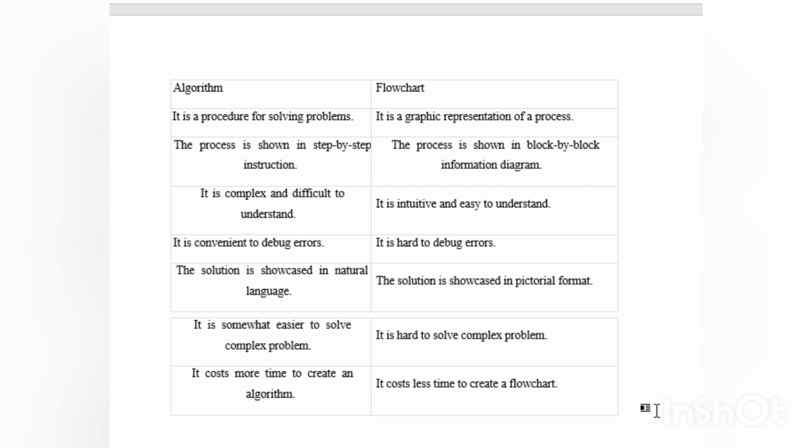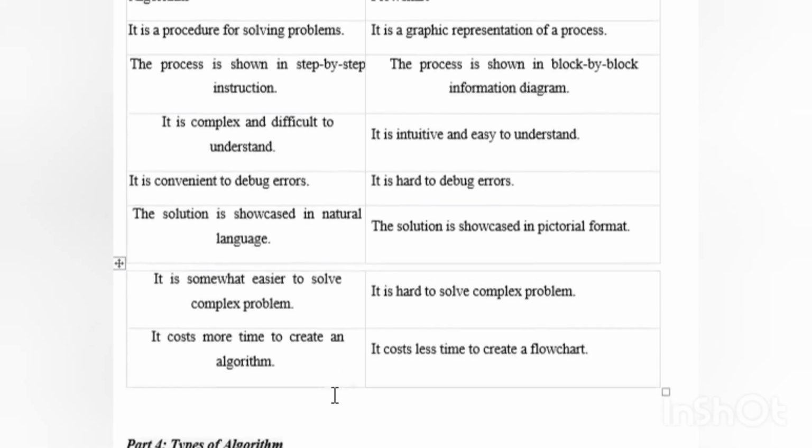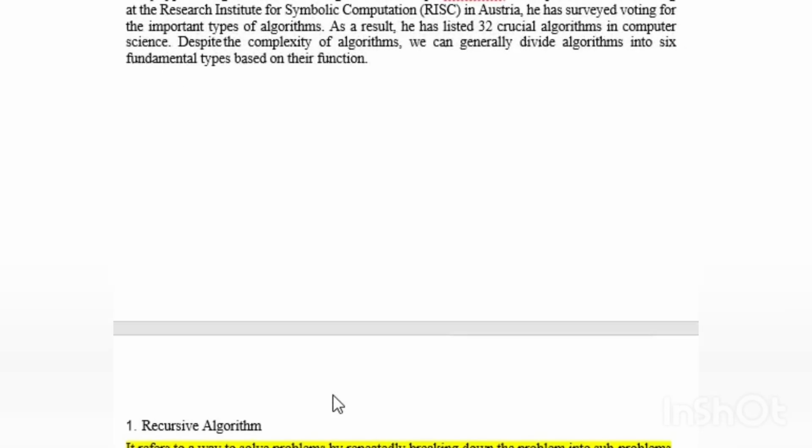Algorithm is convenient to debug errors, whereas flowchart is hard to debug. Algorithm is showcased in natural language, whereas in flowchart the solution is showcased in pictorial format. In algorithm, it is somewhat easier to solve complex problems, whereas in flowchart it is hard to solve. In algorithm, it costs more time to create an algorithm, whereas in flowchart, it takes less time to create a flowchart. So what are different types of algorithm?